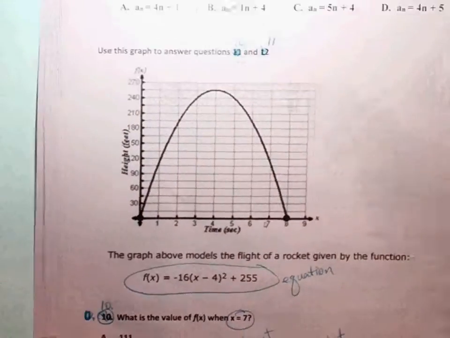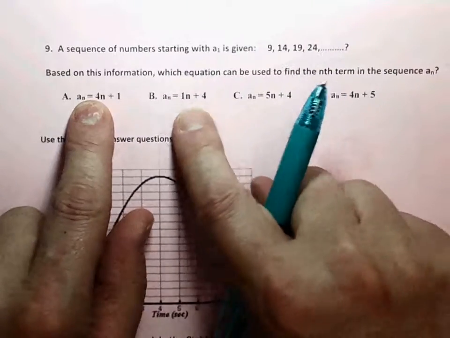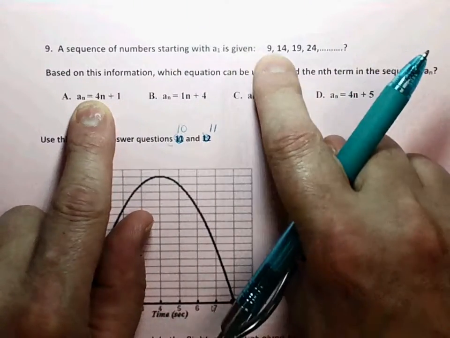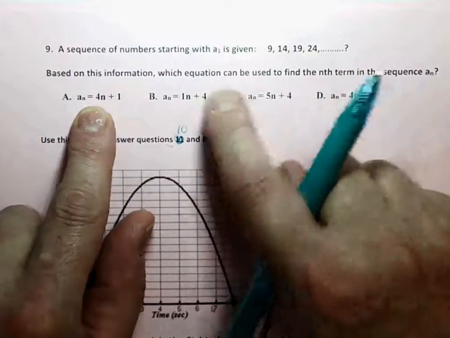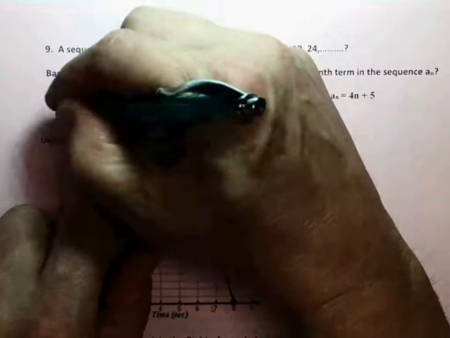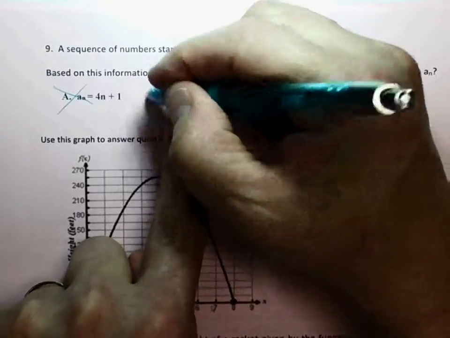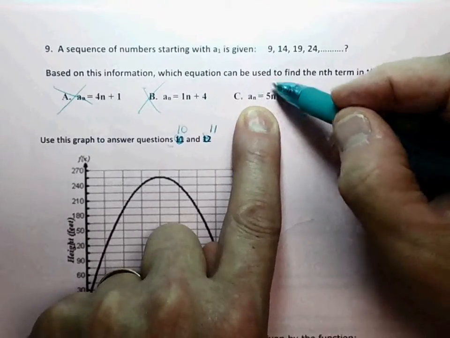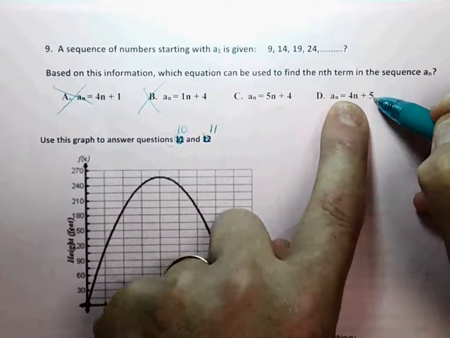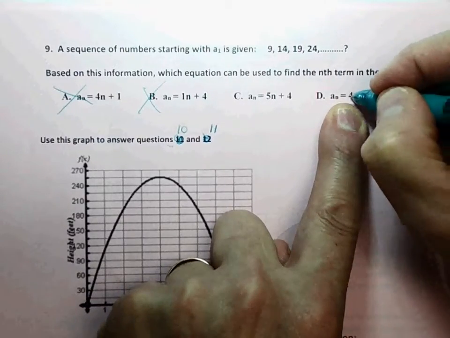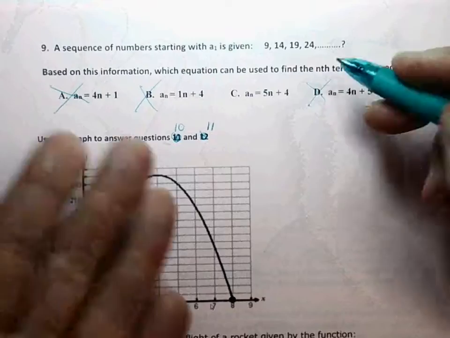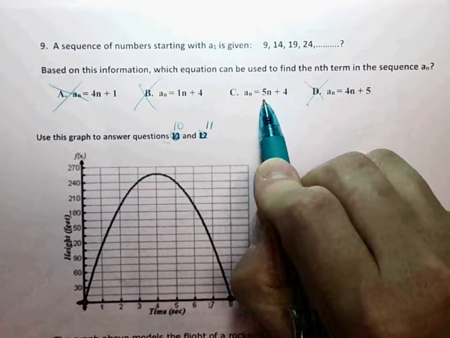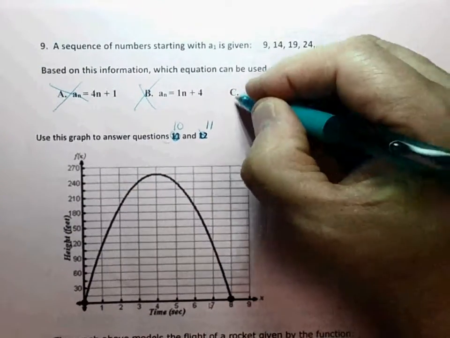All right, trying to make it go a little faster. We got equations. My rate of change, I'm changing by 5. Slope is 4, don't pick A. Slope is 1, don't pick B. Slope is 5, possibility, slope is 4. Hey, without even knowing anything else, just knowing the rate of change is 5 and that that's in front of my variable, the answer is C.